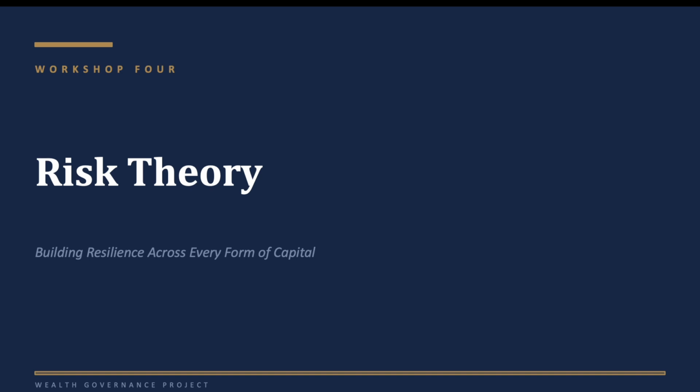Risk theory begins with one simple insight. Families do not fail at their average strength. They fail at their weakest point. A family may appear financially secure, but still depend on one person for critical knowledge. It may have strong relationships, but no documented governance. It may possess significant wealth, yet have no shared purpose guiding future decisions. This workshop is about identifying those vulnerabilities before they become problems.